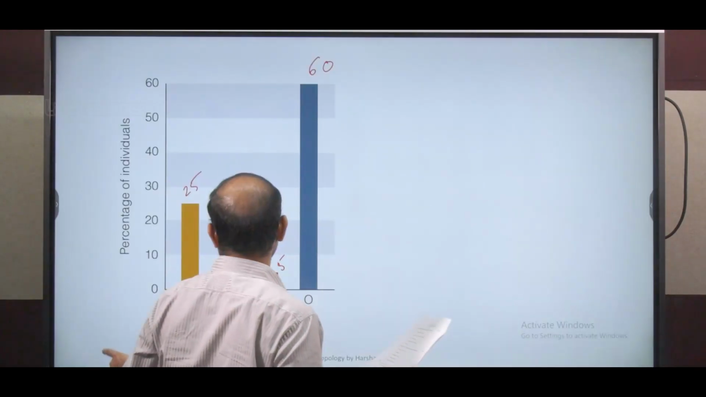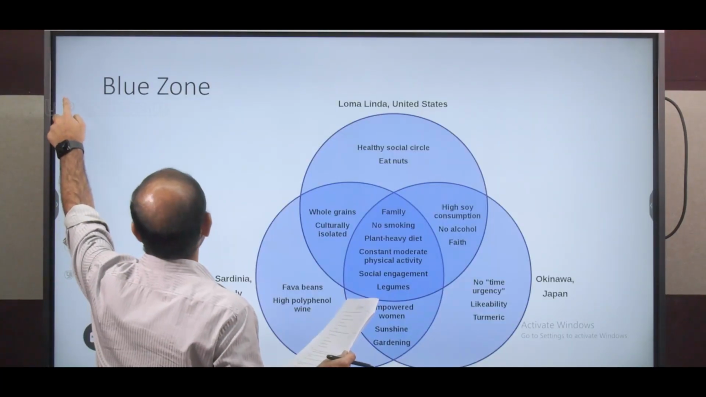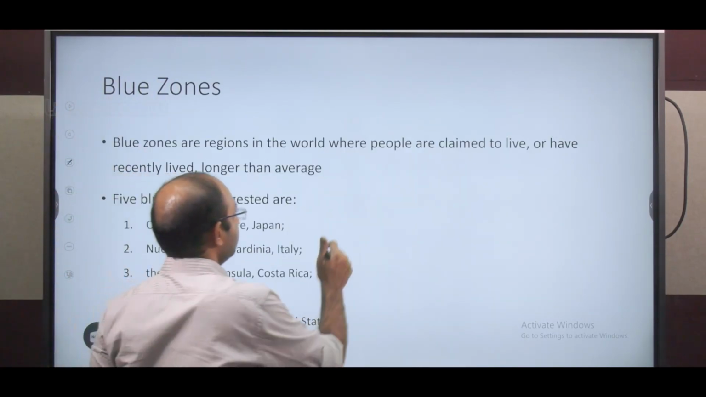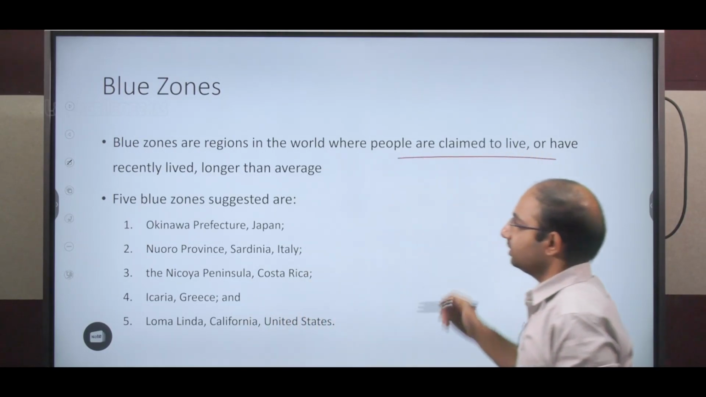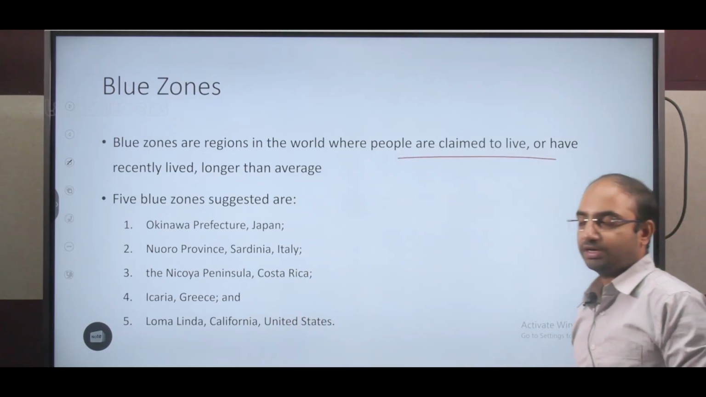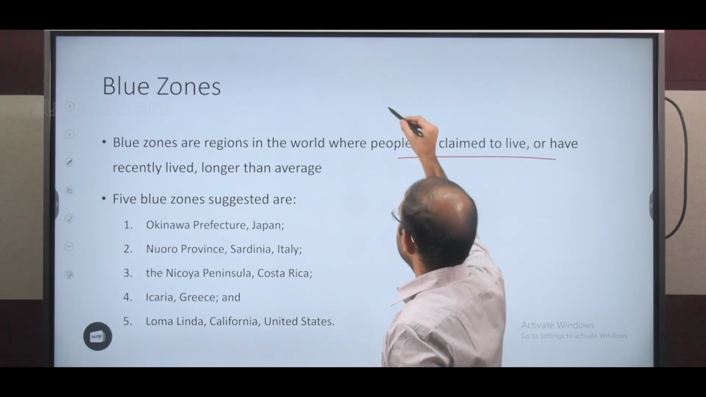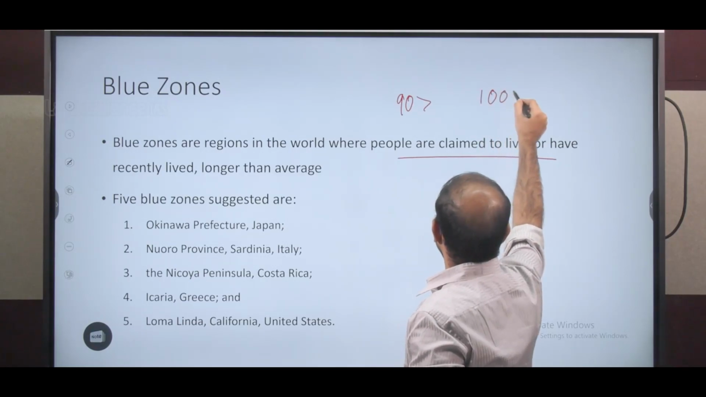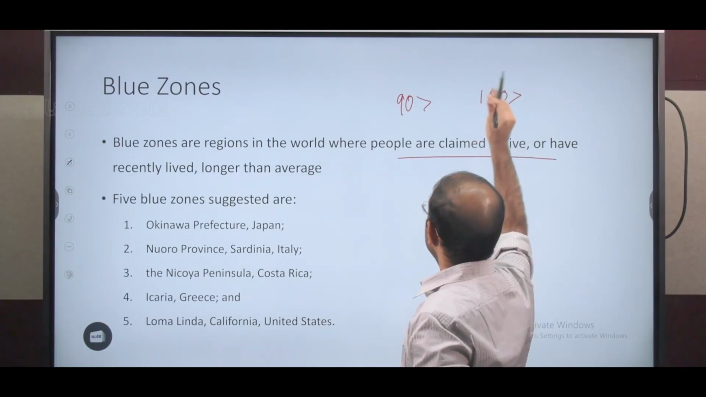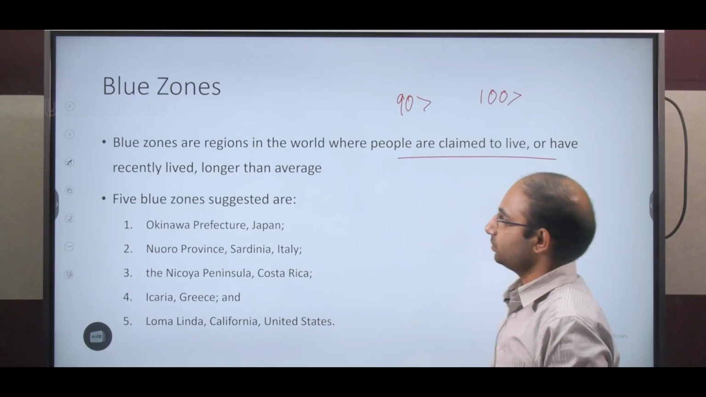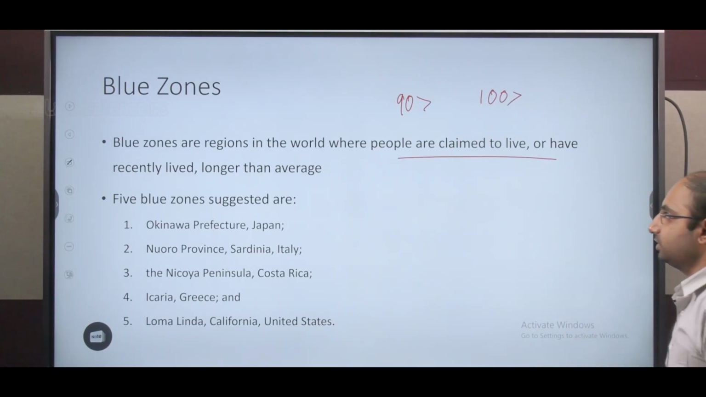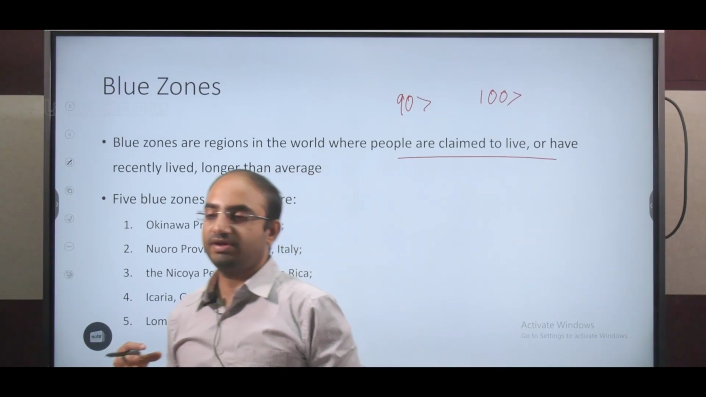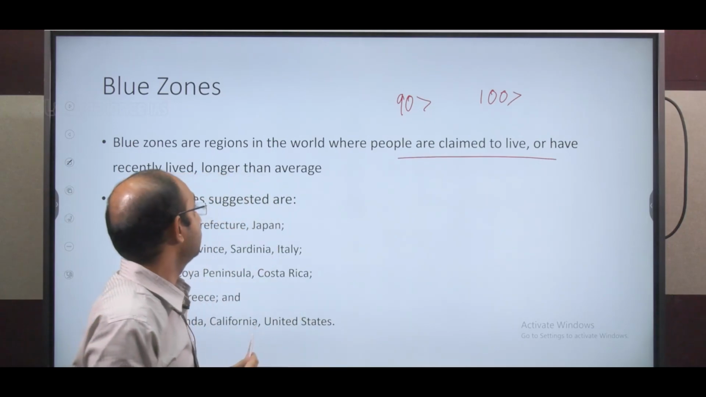Then 2b, blue zones. What do we mean by blue zones? Blue zones are places, regions in the world where people are living longer. These are areas or zones in the world where people are said to have a longer lifespan. The number of people living more than 90, or over 100 years, is very high in these areas. So blue zones are parts of Earth where some people are said to enjoy a very, very long lifespan. That is what we mean by blue zones.